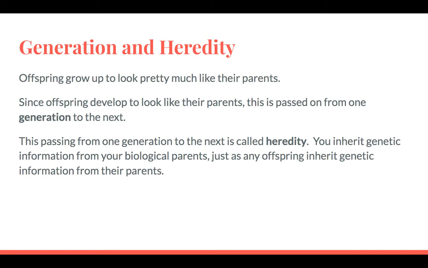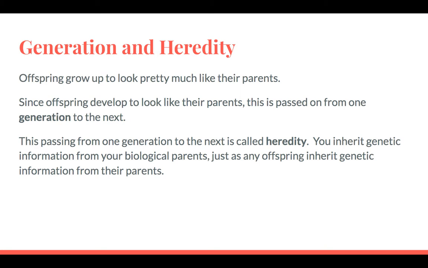But today we're going to look at generations and heredity. So offspring grow up to look pretty much like their parents. Since offspring develop to look like their parents, this is passed on from one generation to the next. So we think about generations. You are one generation of your family. Your parents are another generation. Your grandparents are another generation, and your great-grandparents are another generation. So all of those are different generations, and they pass down your heredity through them.